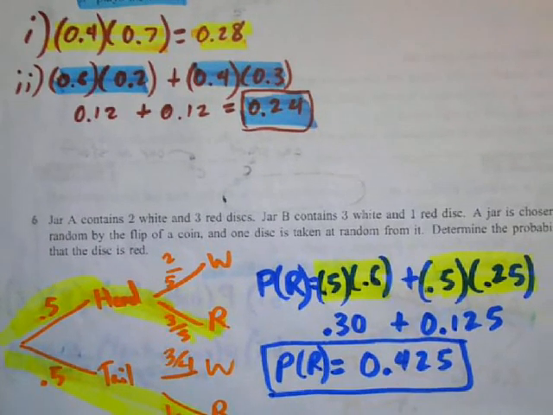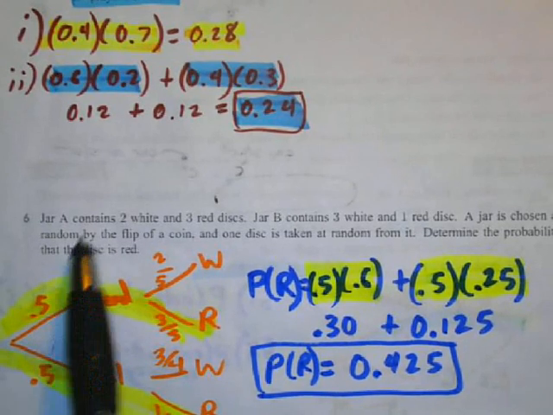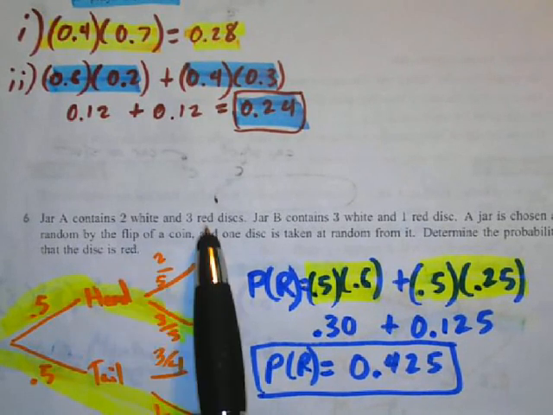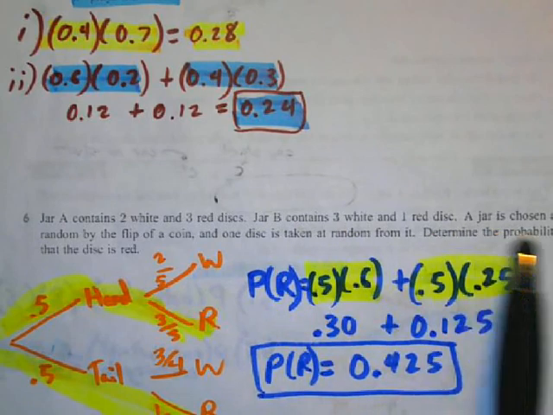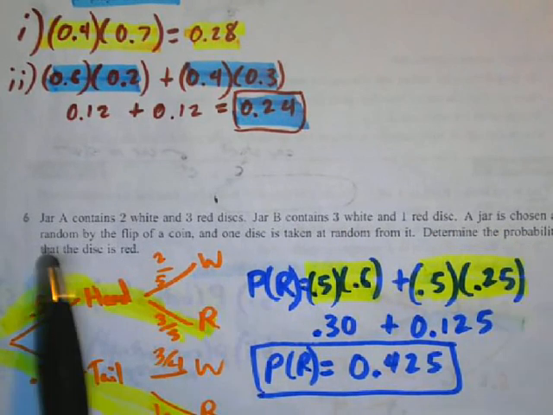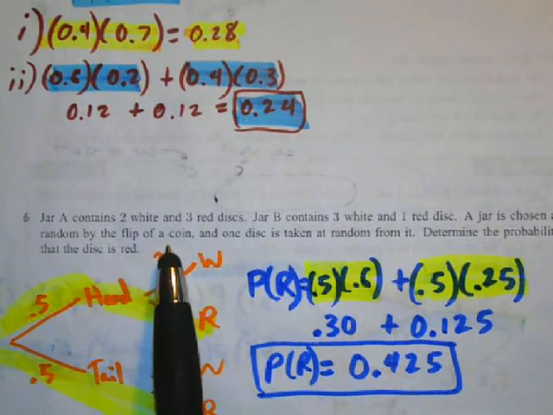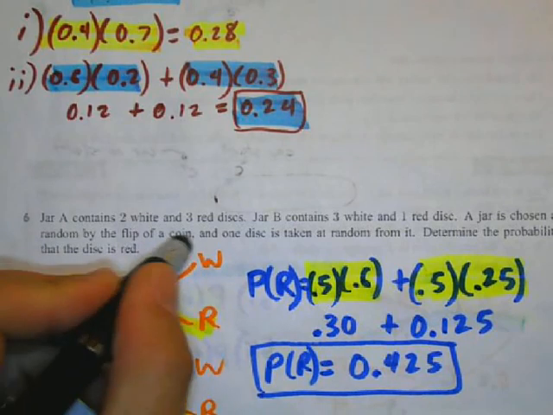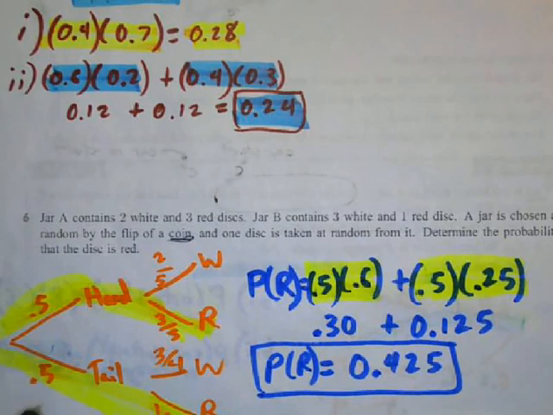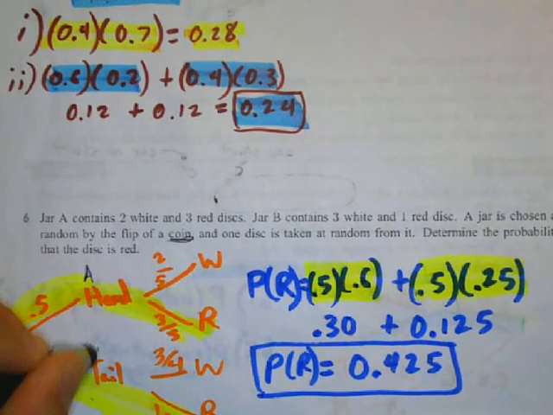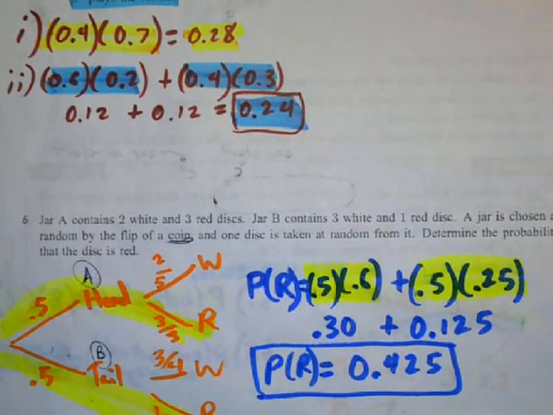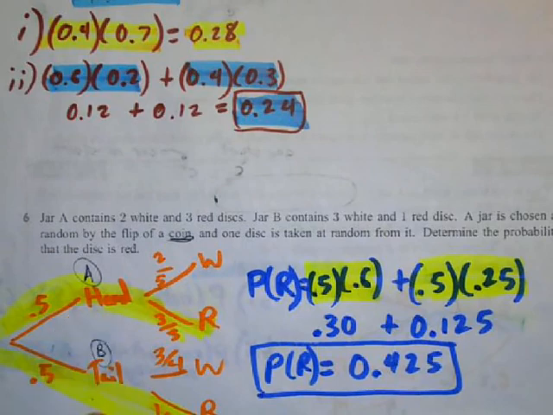Next one. Okay, you've got jar A with white and red discs in it, and jar B with white and red discs. And a jar is chosen at random from flipping a coin. So if you're flipping a coin, you've got a 50-50 chance of getting heads or tails and picking jar A or jar B. Okay, so you've got a 50-50 chance of getting jar A or jar B.